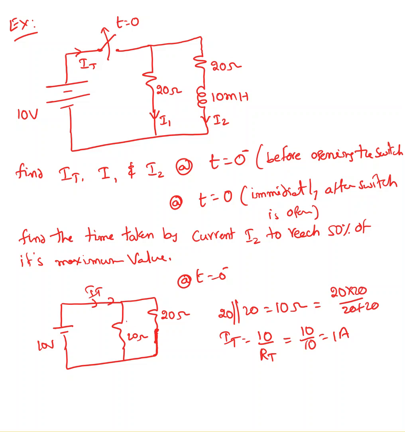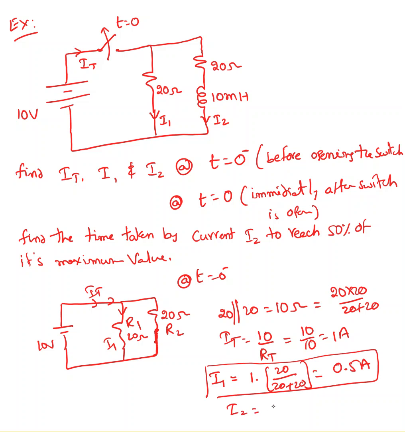Out of 1 ampere, these two resistors are equal, so it's going to divide equally. But I can find it by using the current division rule. I1 equals total current multiplied by the opposite resistance over total resistance. That's 0.5 ampere. I1 equals 0.5 ampere, and in the same way I2 equals 0.5 ampere. By using KCL, I total must equal I1 plus I2. So 0.5 ampere is going through R1 and 0.5 amperes going through R2.